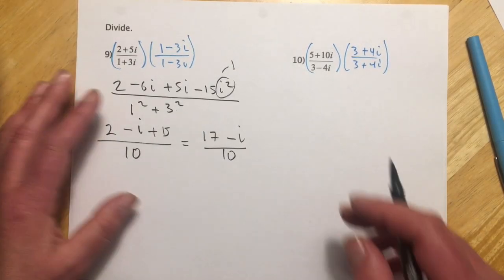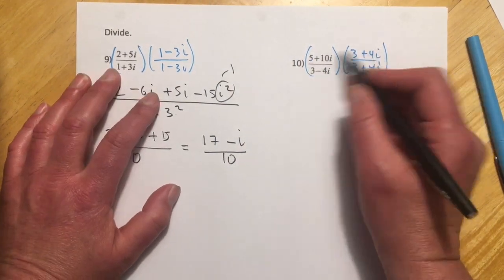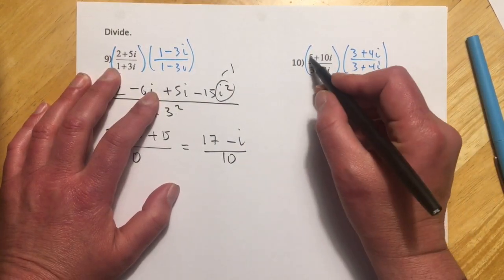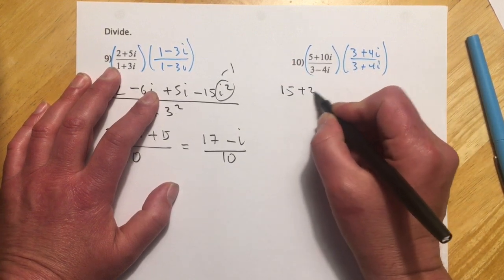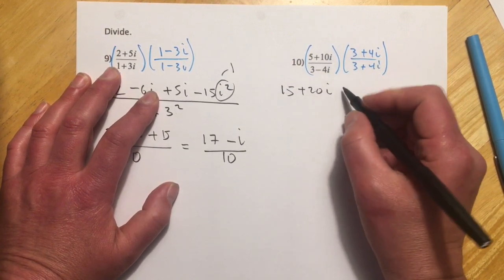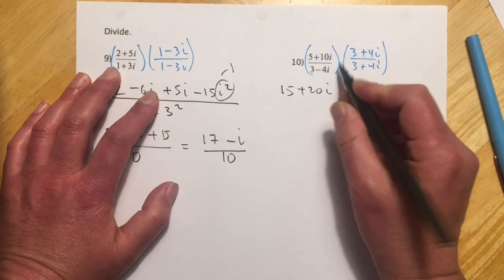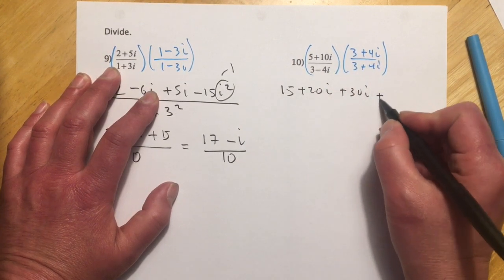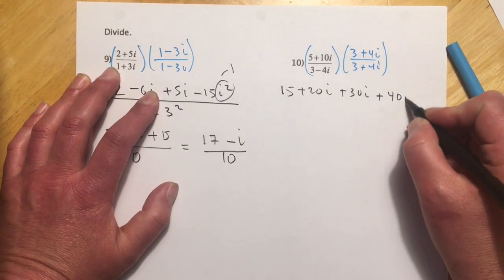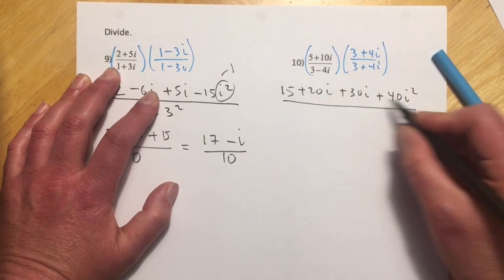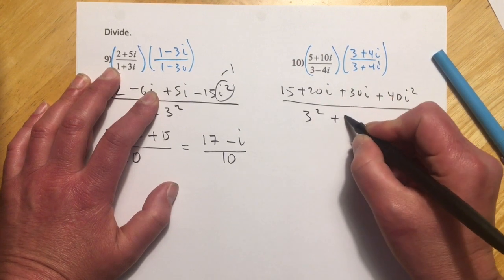Okay, and this last one is another divide, so I'm multiplying by the conjugate. 5 times 3 is 15. 5 times 4 is 20i. 10 times 3, 30i. And on the outside I get 40i. Sorry, 40i squared. Downstairs, 3 squared plus 4 squared.